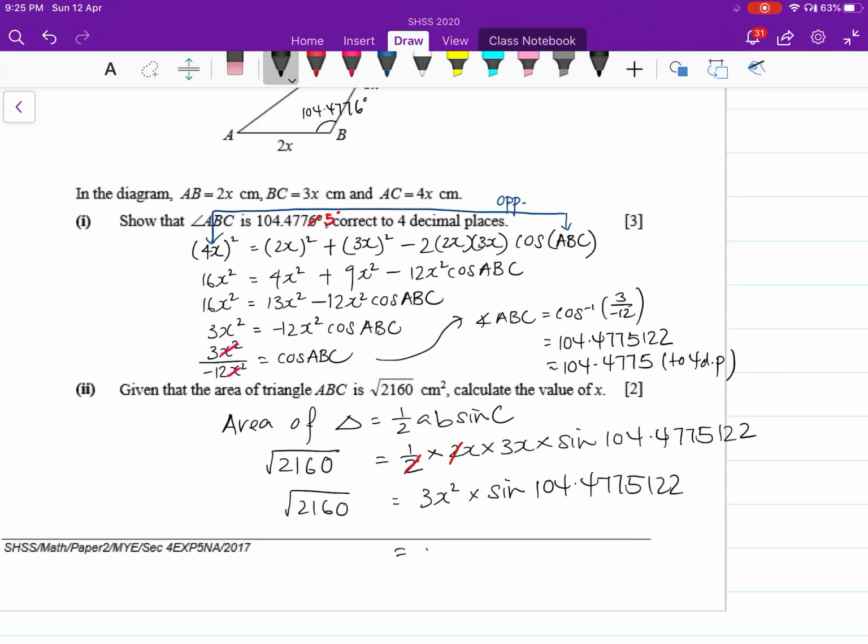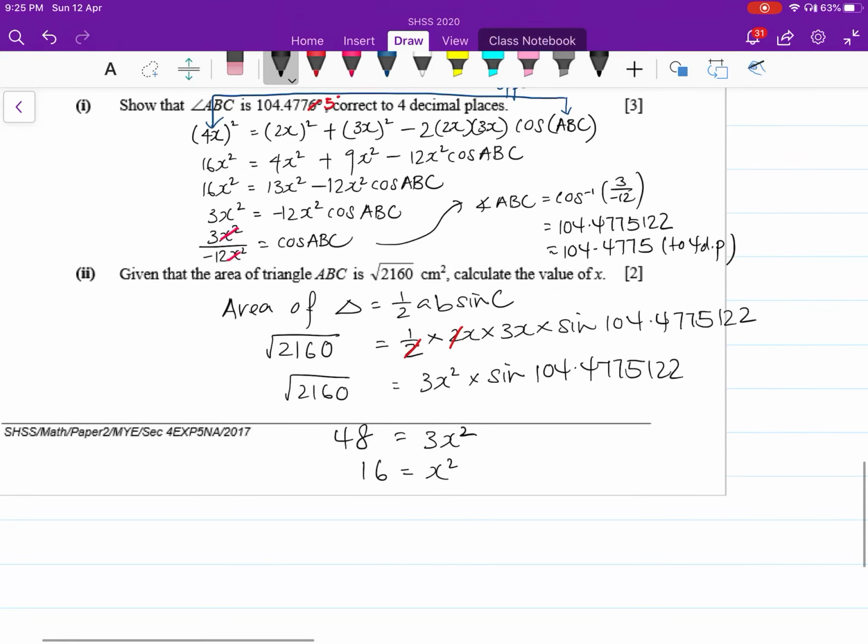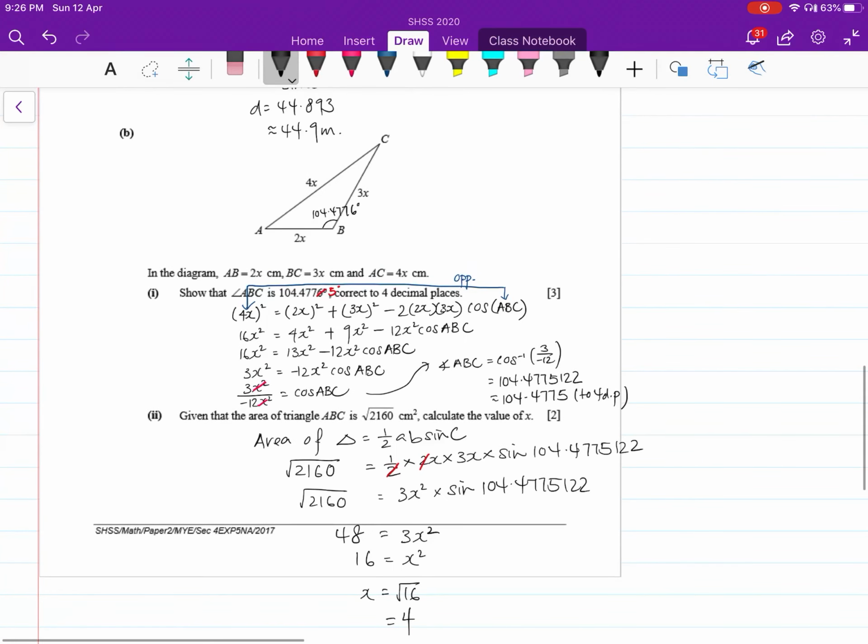I just need to divide over. So square root 2160 divided by sine of the 104.4775, you will get 48. Divide by 3, you will get 16. And if you square root 16, you will get x equals 4. So x equals 4. And I am done with this question.